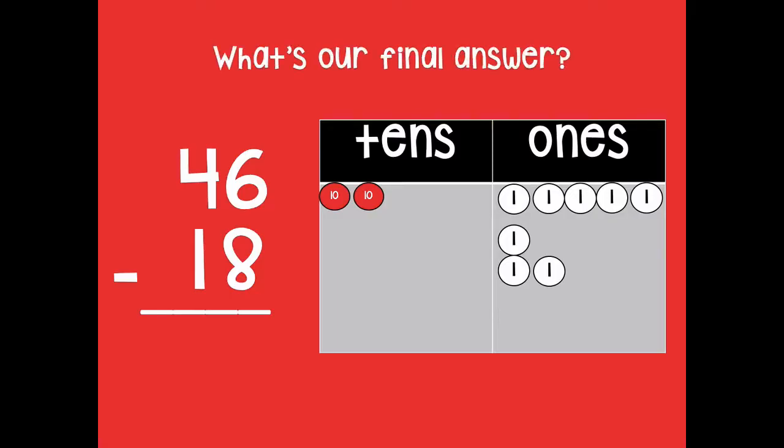So what's our final answer, friends? Go ahead and count what we have left on our place value chart. So we have 10, 20, 21, 22, 23, 24, 25, 26, 27, 28. So 28 is our final answer. So 46 minus 18 equals 28.